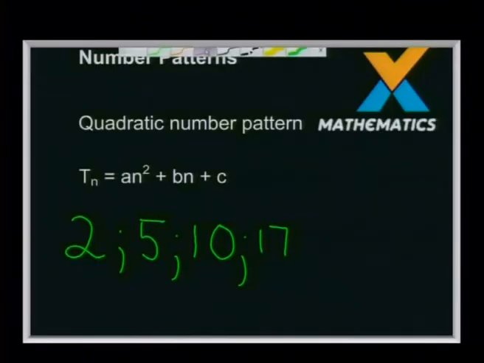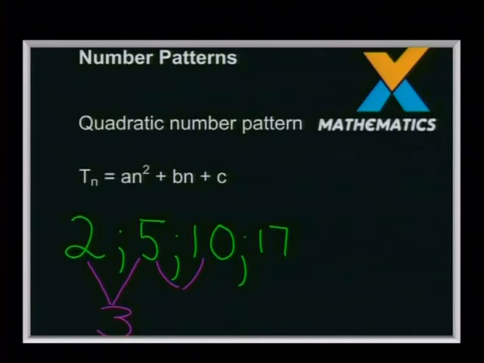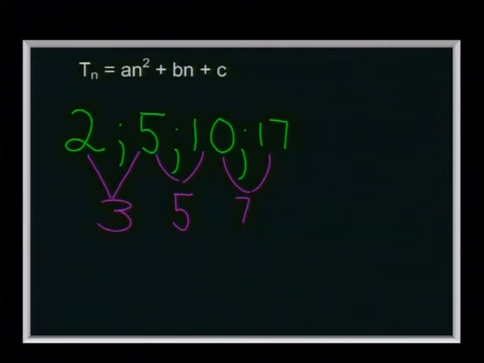What we're going to start doing is have a look at the first difference. What I mean by first difference is, what do I have to do to get from 2 to 5? Well, I'm pretty sure I need to add 3. Then, what do I need to do to get from 5 to 10? I have to add 5. And from 10 to 17, I need to add 7. Now, there's definitely nothing constant emerging here, but this is my first difference.